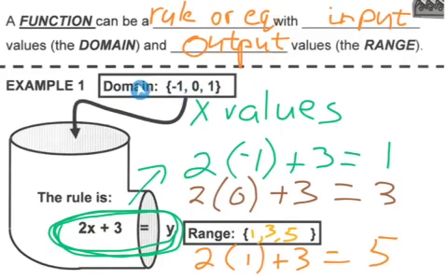So here, if we're given these numbers for the domain, we would just plug in 2 times -1 first, and that kicks out a -1. Bang, that's the first number in the range. Then if we plug in 0, 2 times 0 plus 3 equals 3, second number in the range. And then likewise, lastly, if we stick in a +1, we get a 5 out.